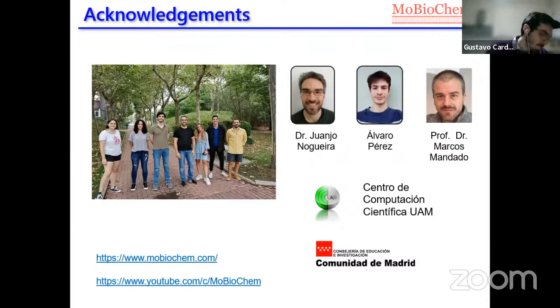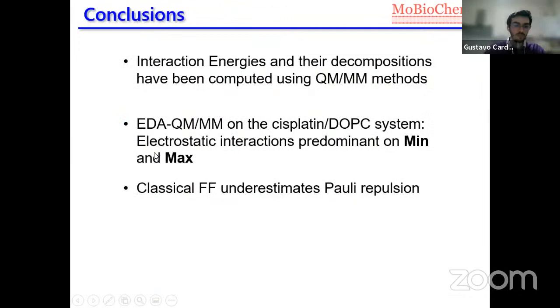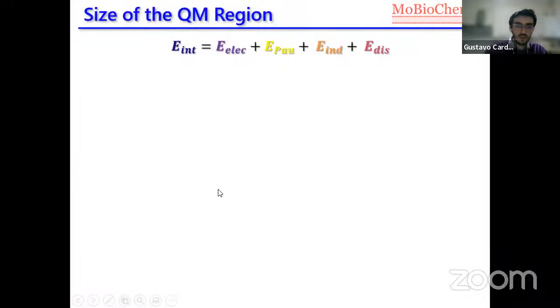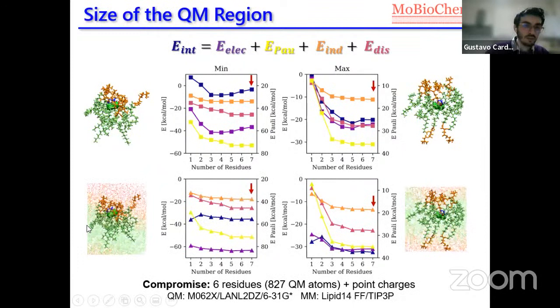The full system consists of, I'm just going to go back to see it, perhaps we do not see it that well, but the full system consists of cisplatin plus some lipid molecules of the lipid membrane that belong to the quantum mechanical region, and some other lipid molecules that belong to the MM region, plus water molecules at the top and at the bottom of the lipid membrane.